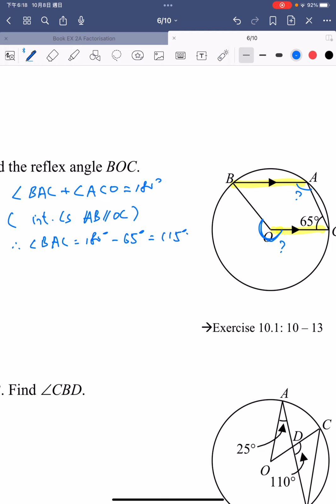So now we get the answer of BAC. So now we can use the angle at the center twice the angle at the circumference. So we have the angle BOC is equal to twice the angle at the circumference, which is angle BAC. Then this is equal to 115 times 2, which will give you 230 degrees.